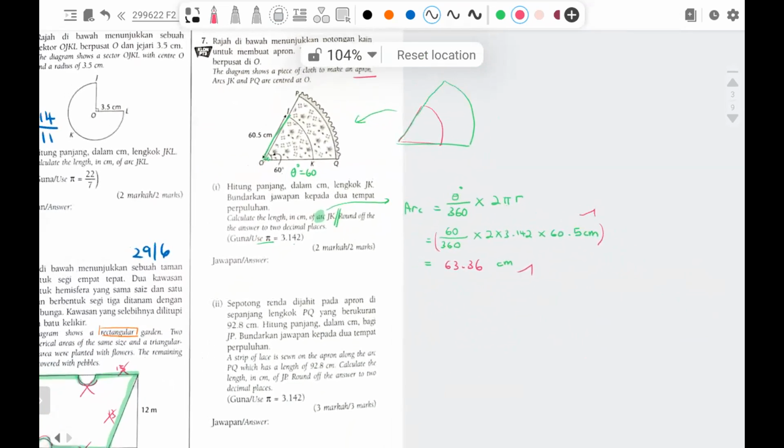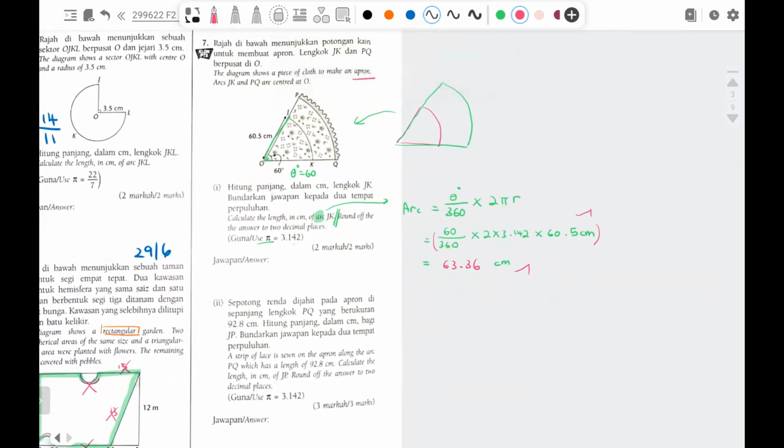Second one, what about this one? A strip of lace is sewn on the apron along the arc PQ.